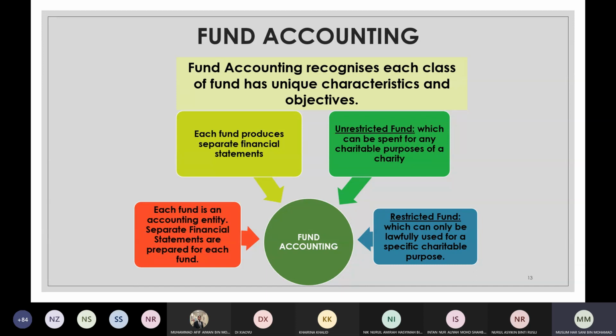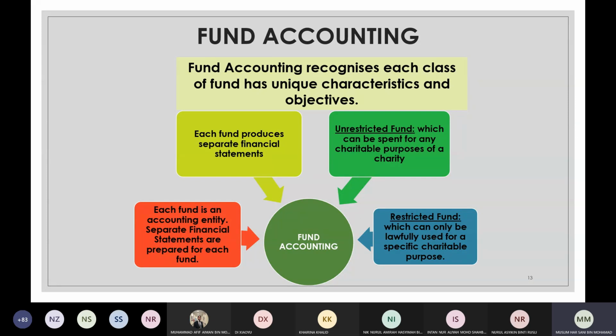Another is restricted fund, which can only be lawfully used for specific charitable purposes. Because we discuss fund accounting as an accounting technique, the prescription is very general. In other words, restricted fund can be used only for a specific purpose based on the terms of the fund, why it was created. It must only be used to achieve the objective of the fund. So take note of these two terms, unrestricted and restricted fund.